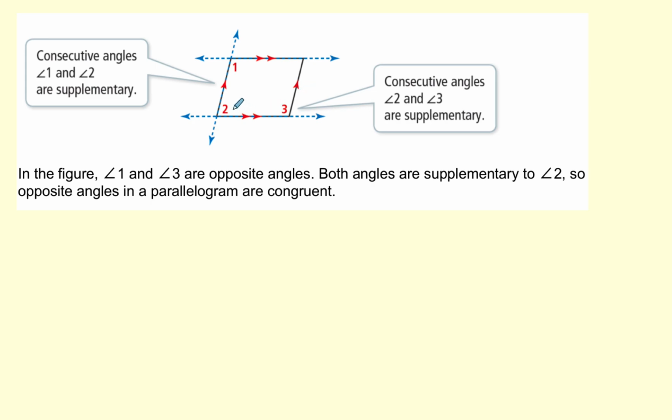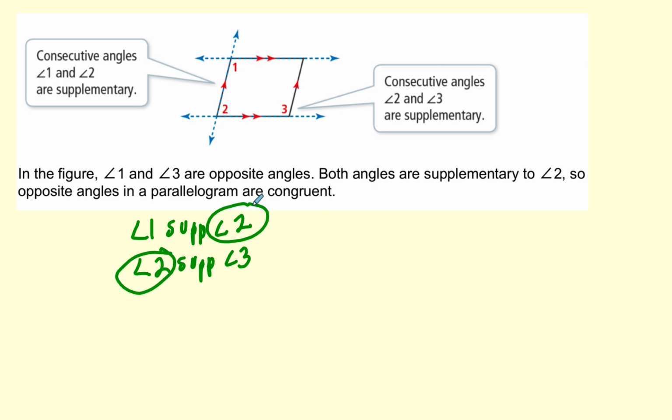Now let's go ahead and talk about these two. These two are going to be same side interior angles for these parallel lines. So these two will be supplementary as well. So we have angle 1 supplementary to angle 2, and we have angle 2 supplementary to angle 3. And when they're supplementary to the same angle, we had a theorem that says then the other angles must be congruent. So in other words, this angle will have to be congruent to that angle.